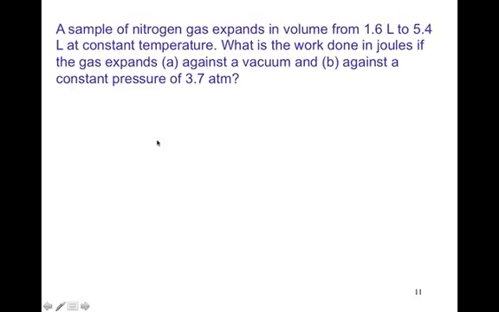So here's one you'd want to try on your own if you want. A sample of nitrogen gas expands in volume from 1.6 liters to 5.4 at constant temperature. What's the work done if the gas expands against a vacuum and against a constant pressure of 3.7 atmospheres? So why don't you pause the video, use those equations that we just learned, and see if you can't solve that.